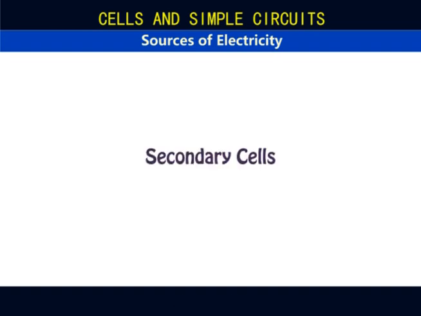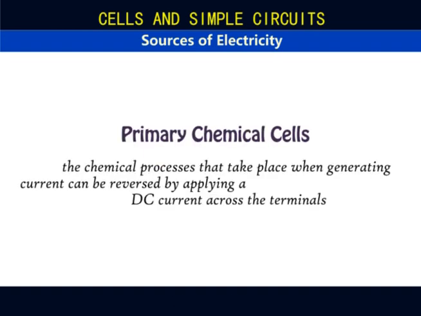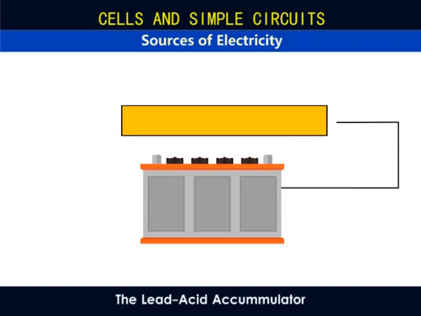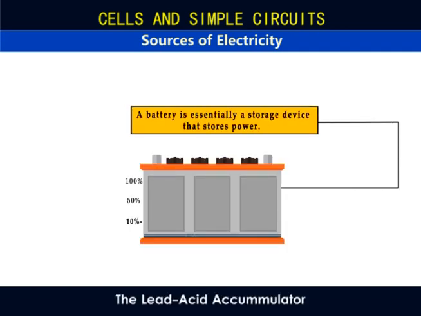Secondary cells. The chemical processes that take place in secondary cells when generating current can be reversed by applying a direct current to the terminals. These cells are also called storage cells. Examples include the lead acid accumulators and the alkaline accumulators. We start with the lead acid accumulators. This is the battery that essentially stores electrical energy.